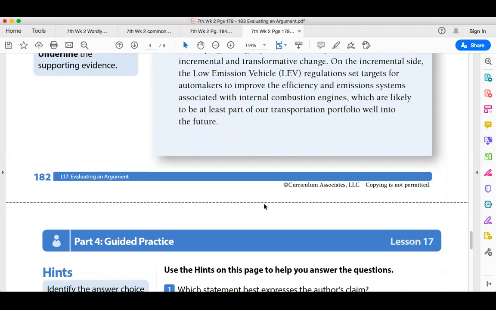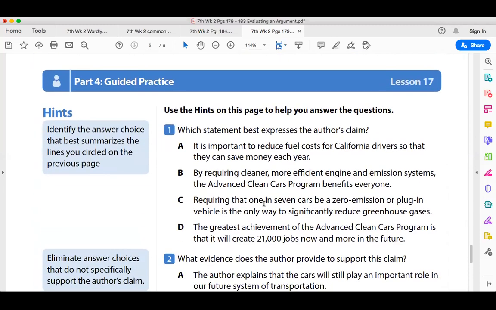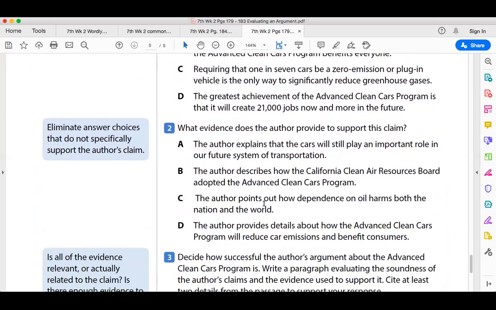All right, let's go to our next page. And y'all, this is our last page. So if you're getting this far, you're doing good. You're almost finished with one day's work. So again, we're going to use the hints to help us answer these questions.